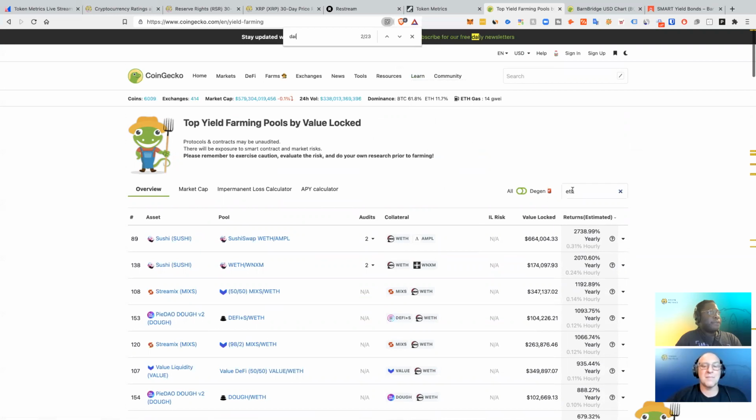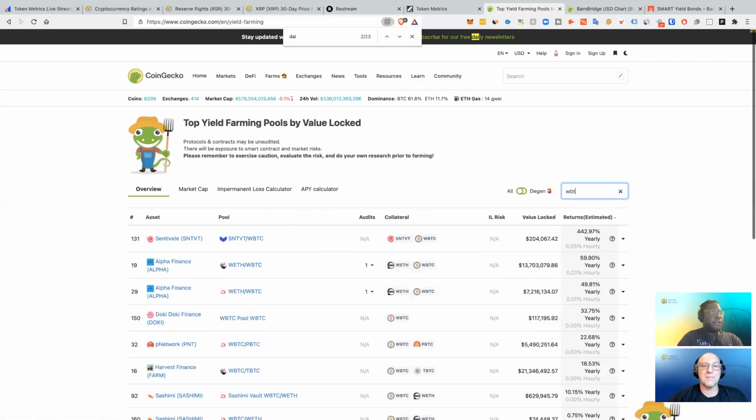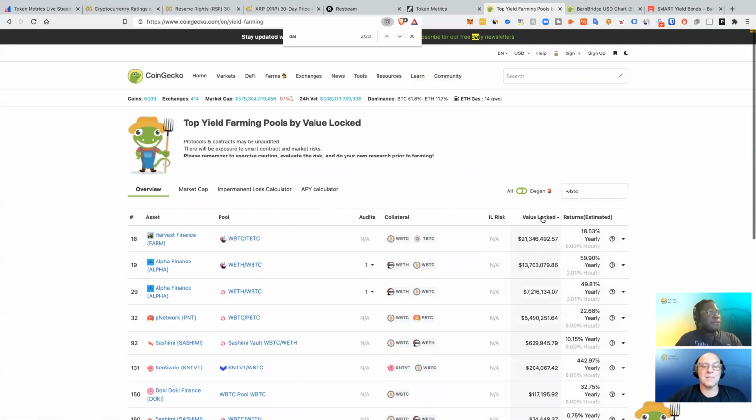Let's say you have Bitcoin. You can put in wrapped Bitcoin, which is available. So if we look at this, typically I would go for those that have the most value locked, because theoretically those should be more battle tested, less likely to get hacked. But it is crypto. That does happen though, because Harvest Finance was hacked. So that's not always the case. But that's the first thing I would do.